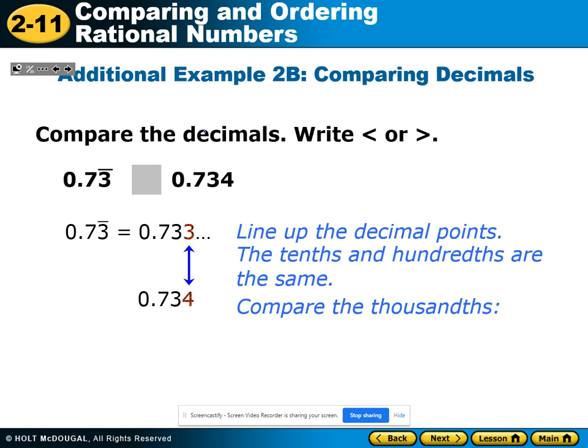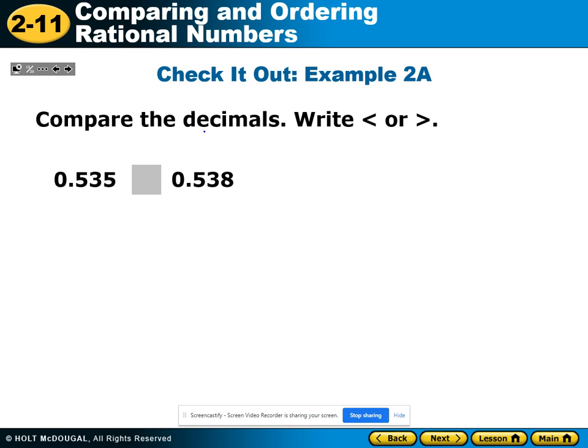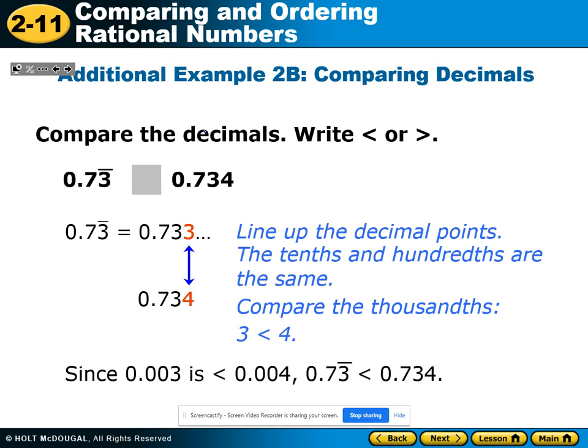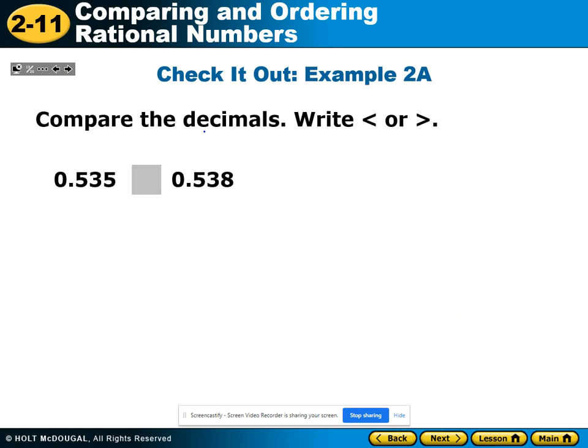All right. That's the first one that's different. They got that less than symbol as well. All right. Here, we line them up. I'm going to move this one, 0.538. Now I look at them, 535. Look at this one, 538. I know 535 is smaller, so I put my less than symbol.